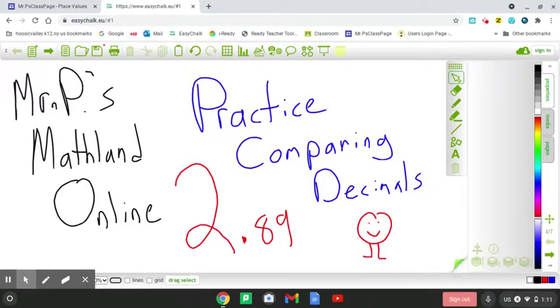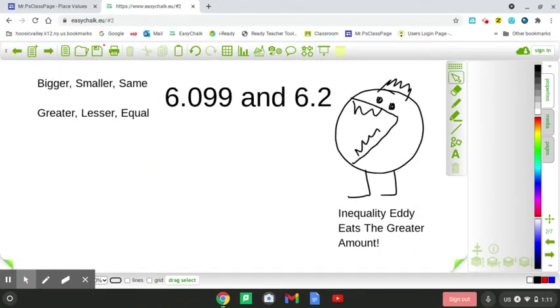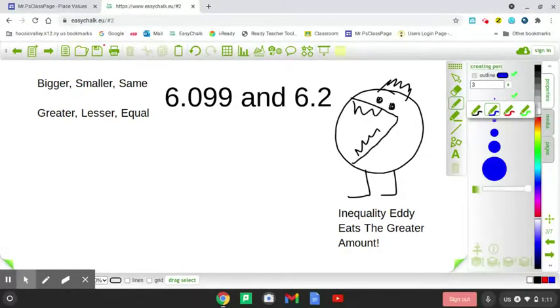This video is going to help us practice comparing decimals. Bigger, smaller, same. Greater, lesser, equal. When we're comparing numbers, we're looking to see if one's larger or smaller than the other, or even if they are equal. The common language that we use is greater than, less than, or equal to. And our buddy Inequality Eddie always likes to eat the greater amount if we have to write an inequality statement.